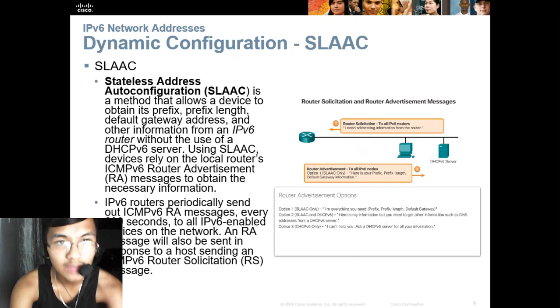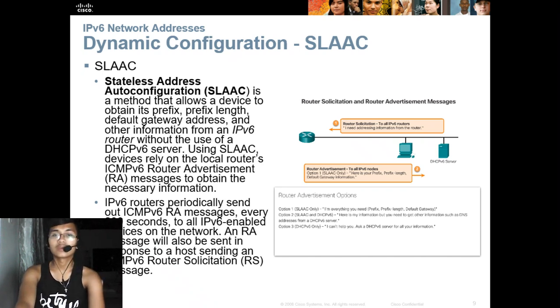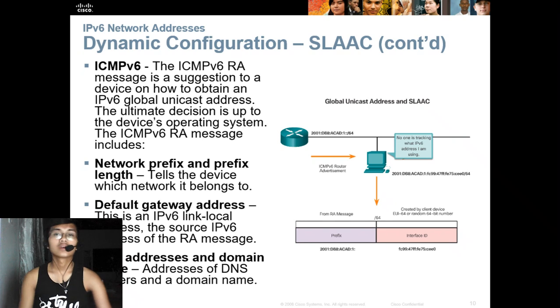So SLAAC, or the dynamic configuration, is used for getting the prefix length, default gateway address, and any other information without the DHCPv6 server. And that is how they manage to obtain the necessary information. The ICMPv6 RA message is a suggestion to a device on how to obtain an IPv6 global unicast address. The ultimate decision is up to the device's operating system.